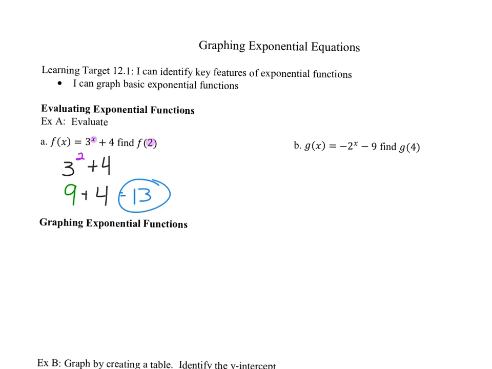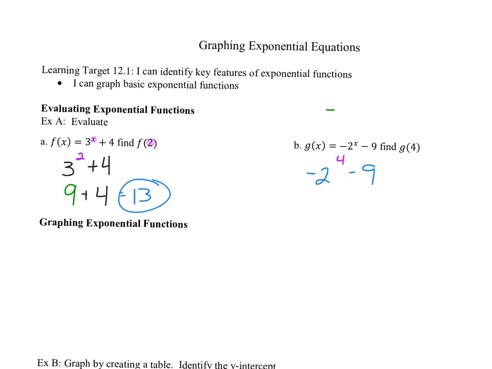Let's do this one. I've got negative 2 to the 4th this time, and then minus 9. Here's one thing that is different about this: the negative is connected but not connected to the 2. That negative actually gets applied after we do the 2 to the 4th. Let me show you.